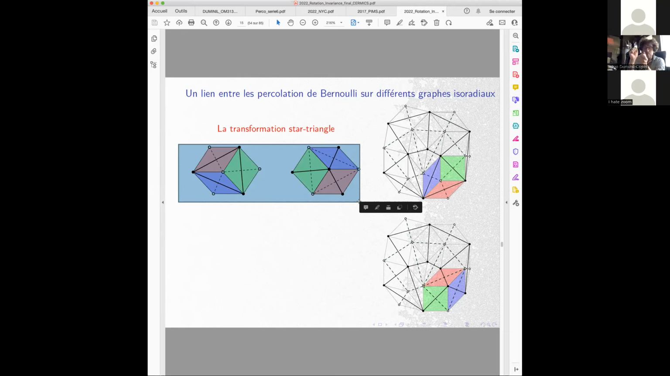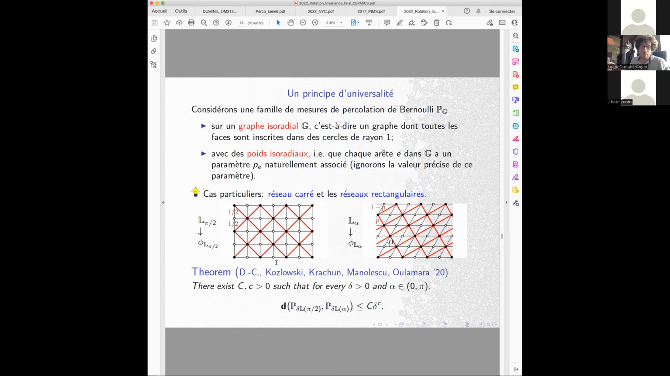So you can transform one graph into another one by doing this star-triangle transformation. But now imagine there is actually a special case of isoradial graphs, which are, imagine that I rotated, just to make a nicer picture later. Imagine I look at the rotated version of the square lattice.